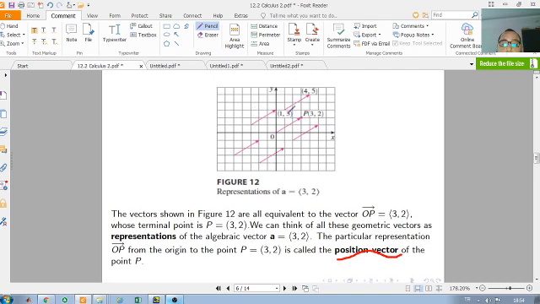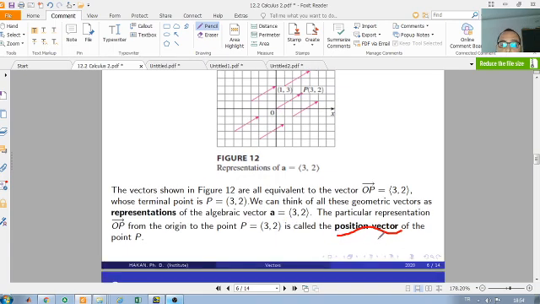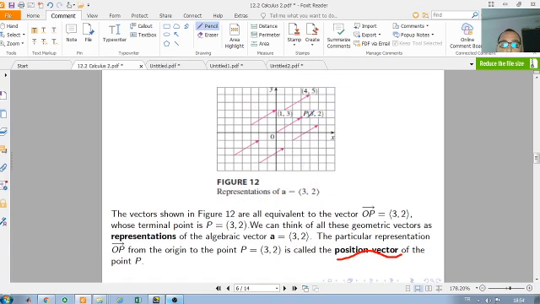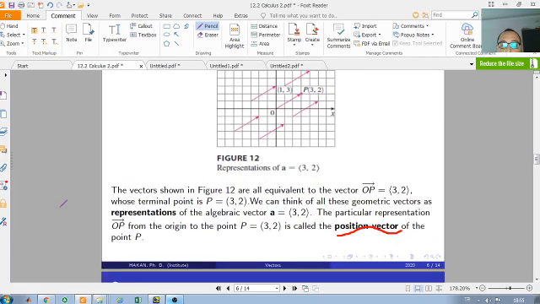Namely, we always choose among them the one such that the initial point will be the origin. Okay. By moving this, we can obtain other representations by changing the position. Okay. But the real representation of them will be the vector whose initial point is the origin. So it is called the position vector of the point P. Okay.